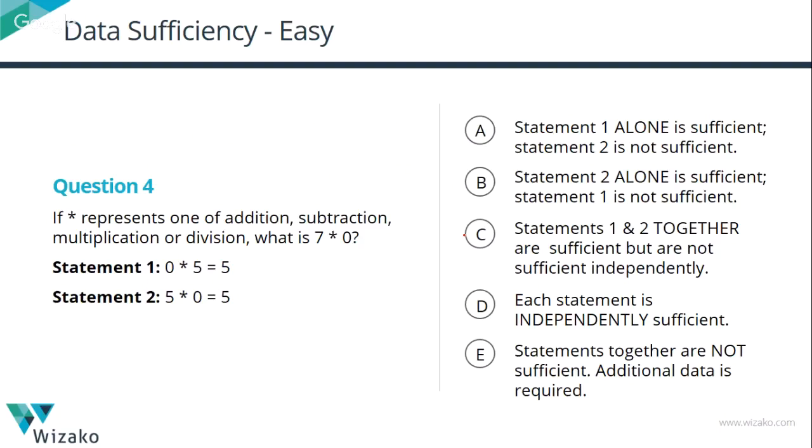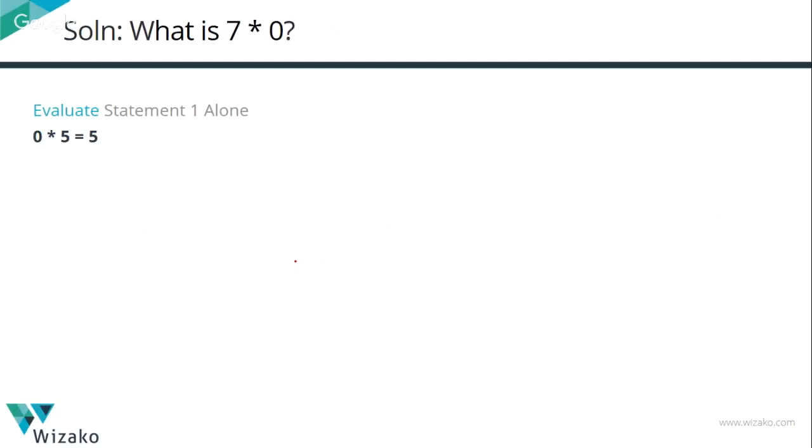So next one, again, a very interesting question, simple question, but a beautiful question. If star represents one of addition, subtraction, multiplication, or division, we need to find out what is 7 star 0. Statement 1 says 0 star 5 is equal to 5. What operation will make 0 star 5 equal to 5? Star should be a plus. So 0 plus 5 is equal to 5. Multiplication, division, minus will not make it work. So we know star is equal to plus.